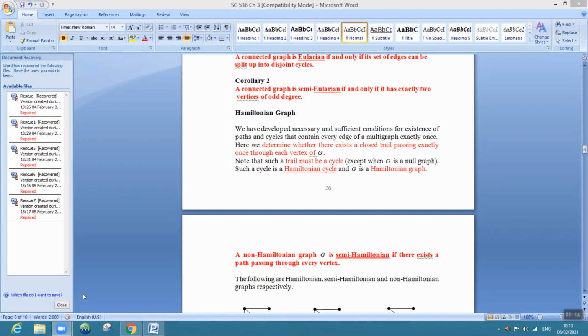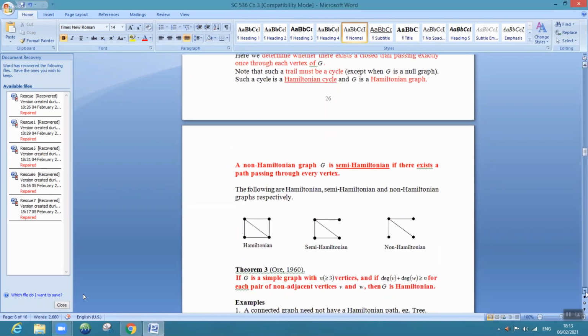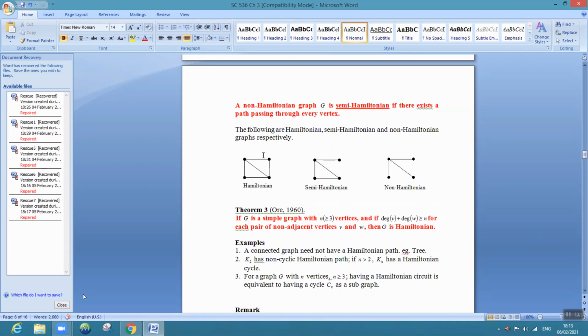Semi-Hamiltonian means there is a path. This one has a Hamiltonian cycle: 4 vertices joined by 4 edges. Here, 4 vertices joined by 3 edges, no point going there, you can't make a cycle. But here, you can join this, and you will miss none. And this is the theorem.